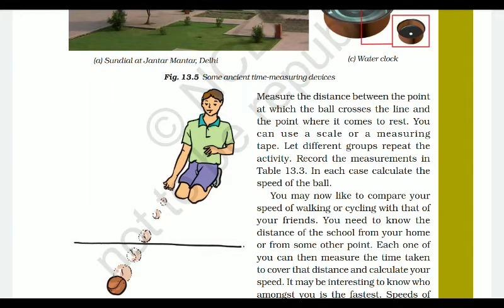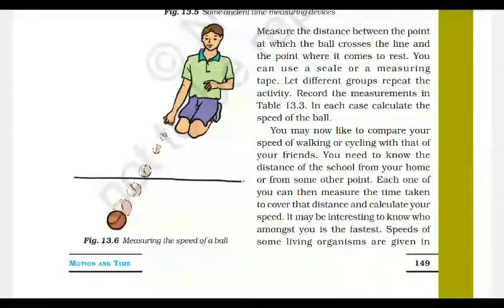Let different groups repeat this activity. Record the measurements in Table 13.3. In each case, calculate the speed of the ball. You may now like to compare your speed of walking or cycling with that of your friends.